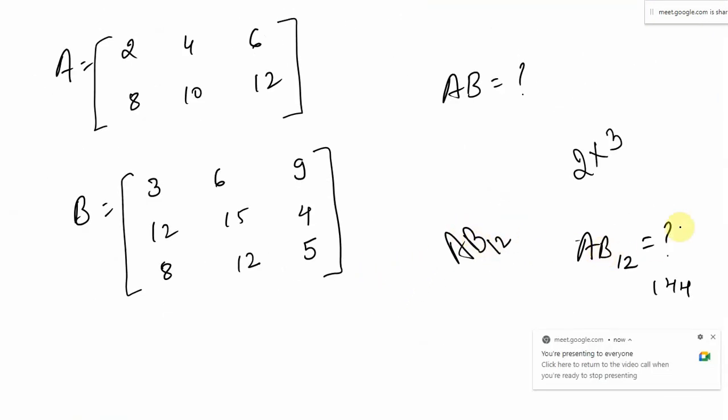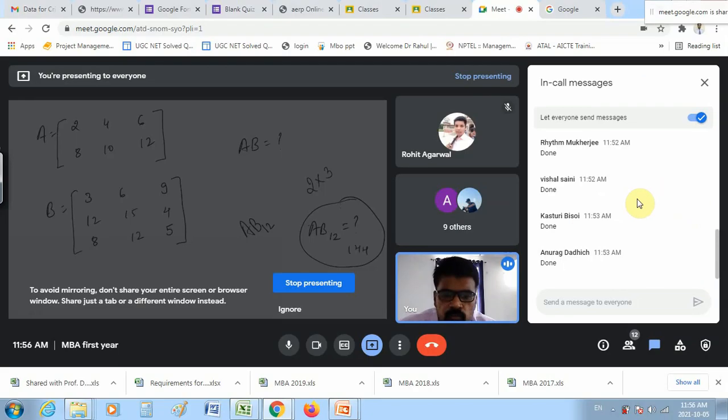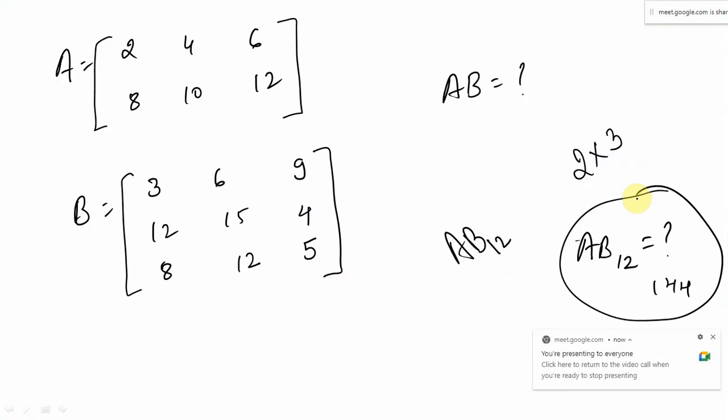So AB 12 is 144. Is there anyone who has any contradiction? No, sir. I'm not getting 144. Everyone is getting 144. Okay.